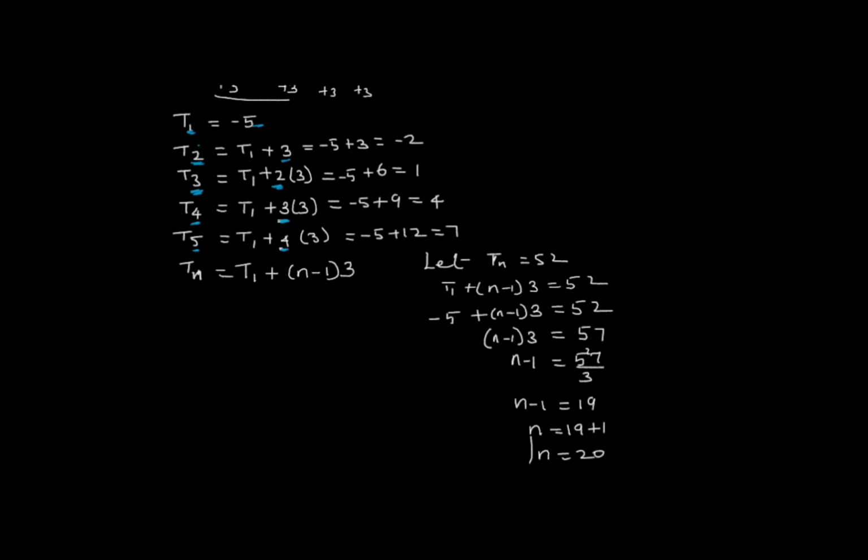So we got a whole number, n is a whole number. So we can conclude, yes, 52 is a term of the sequence. Then which term? The 20th term of the sequence. N is 20. So T20 is equal to 52. 52 is the 20th term of the sequence.